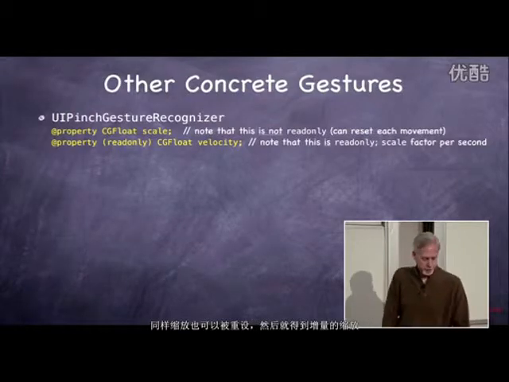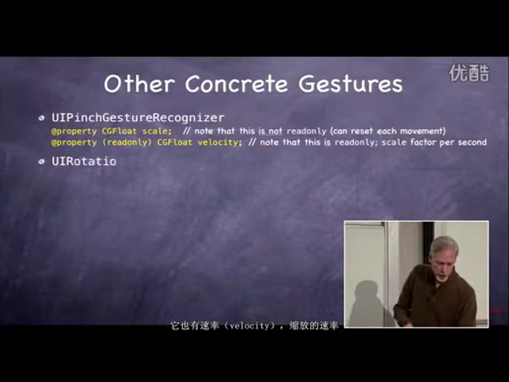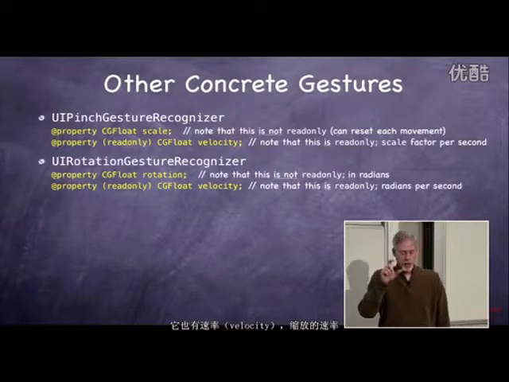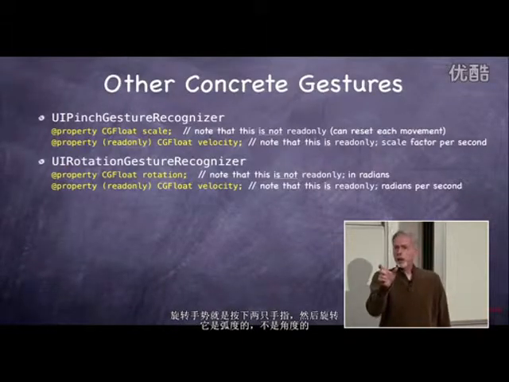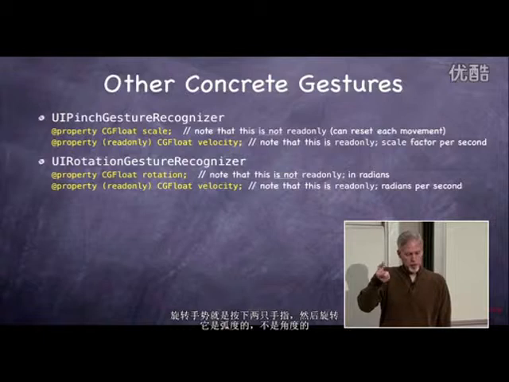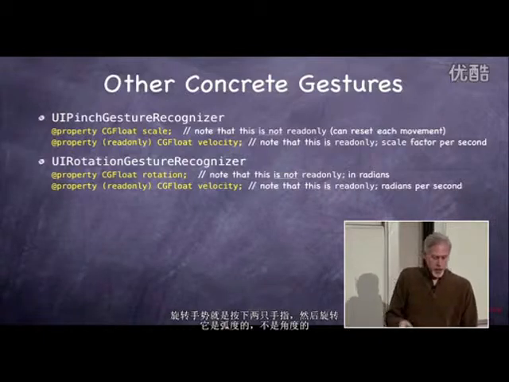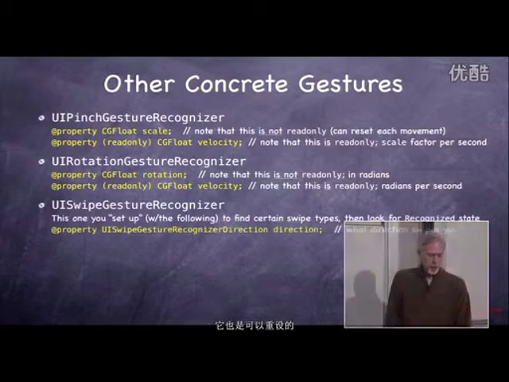And then velocity, same thing here. It's the velocity that's moving, in scale factor per second, how fast the scale is changing. Rotation gesture is 2 fingers down, turn, right? That's kind of a cool gesture. The velocity is angular velocity in radians. And the rotation, yeah, it's in radians, right? So make sure you realize it's in radians, not degrees or something. And you can reset that also.